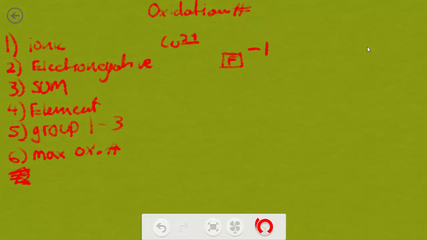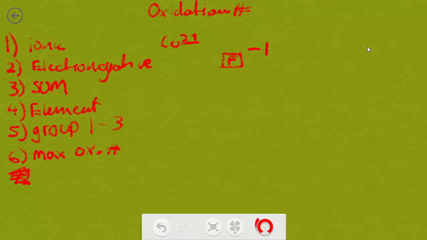Okay, so the entire rule is to assign oxidation numbers or charges accordingly to give the overall charge on the molecule or ion. That is, the sum of the oxidation numbers, taking into account signs and coefficients, is equal to the overall charge on the molecule or ion. So I think that's fairly self-explanatory.